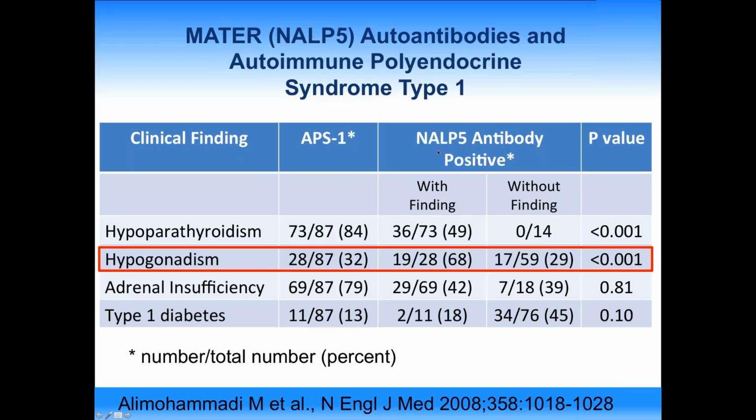So that's highly significant. NALP5 antibodies and MATR antibodies, these autoantibodies, correlate with the presence of hypoparathyroidism in this population. And you know what? The same is true for hypogonadism.